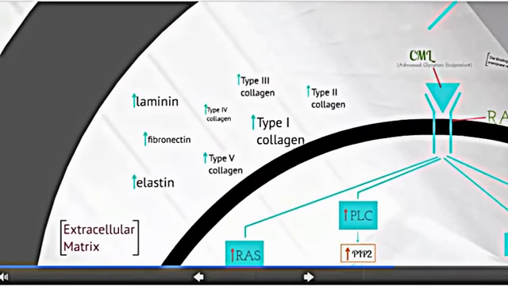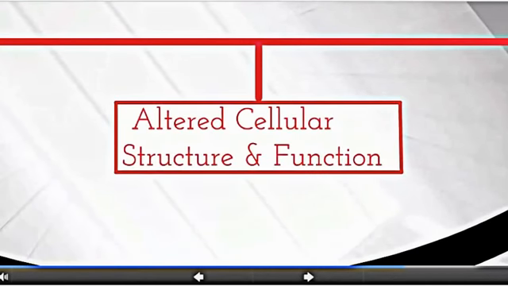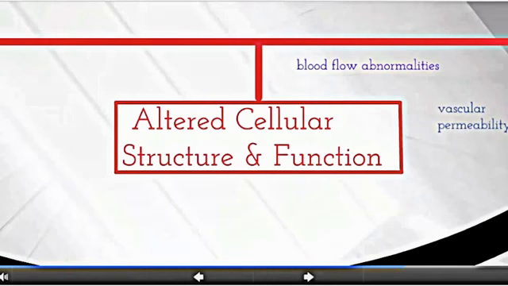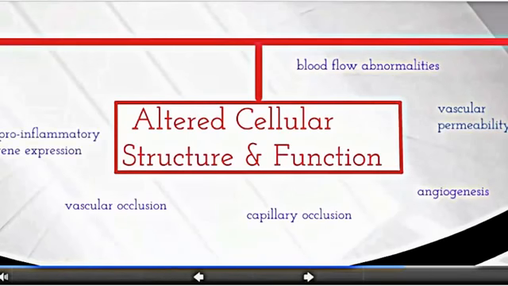AGEs in the extracellular matrix form cross-links with other proteins, which trap other molecules that cause vascular stiffness and permanent dysfunction in cell growth and secretory functions. AGE's binding to its receptor combined with excessive glycation of extracellular matrix proteins permanently alters the cell structure and function, resulting in blood flow abnormalities, vascular permeability, angiogenesis, capillary occlusion, vascular occlusion, pro-inflammatory gene expression, and increased production of reactive oxygen species.